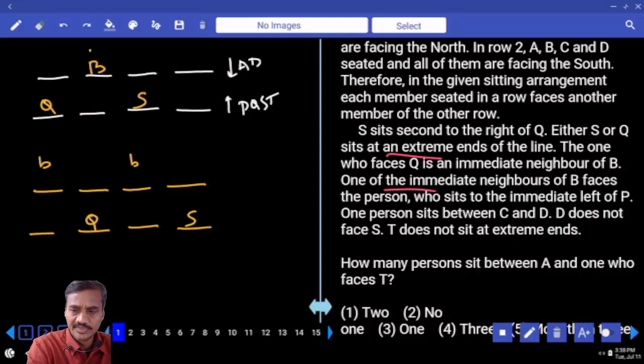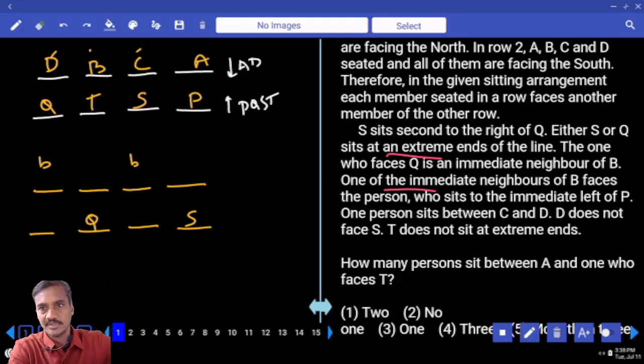One of the immediate neighbors of B, that means these two persons are opposite to the one who is to the immediate left of P. Where should this be? P must be here. And if P is here, then who is the person left over here? T is the person. Then one person in between C and D, and D does not face S. As D is not facing S, D will be here, C is here, A will be here. Now this is about question numbers 1 to 5.